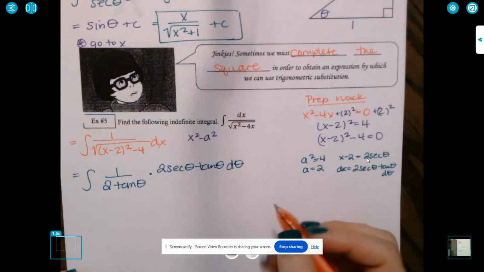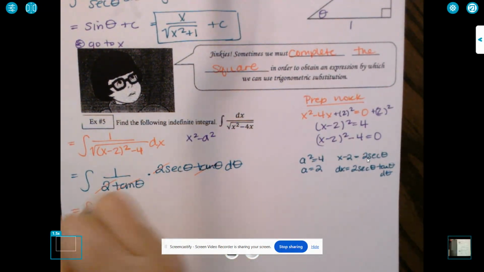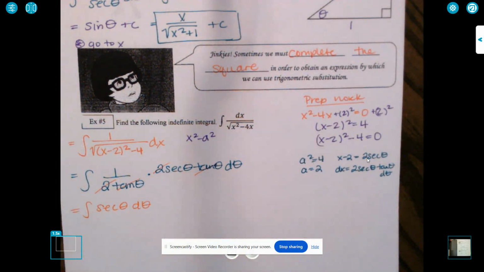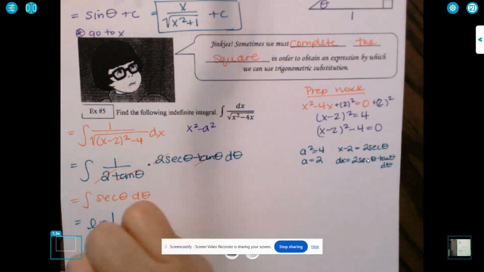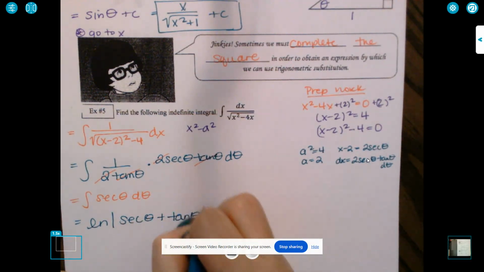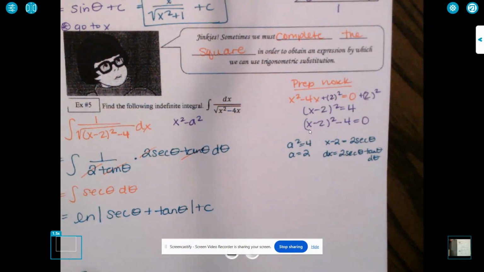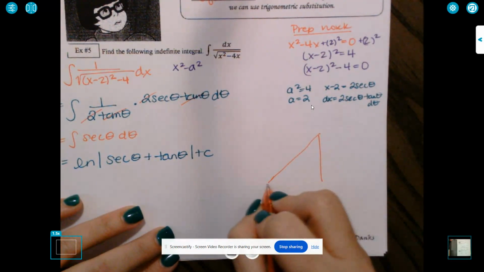All right, we'll simplify this out. 2's cancel, tangents cancel. So I am left with the antiderivative of secant theta d theta. And if we look again, the antiderivative of secant, we know that's going to be the natural log of secant theta plus tangent theta plus c. All right, draw my little triangle. Y'all probably have enough time to watch this video twice if you needed to.